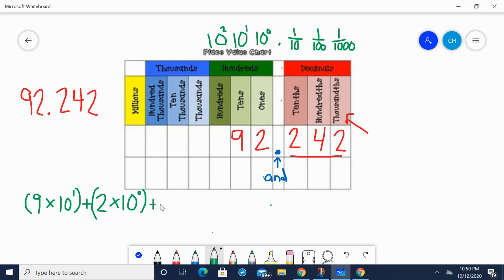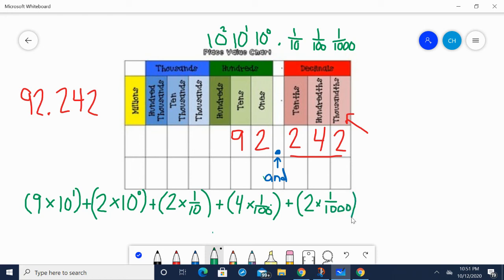And we're going to add. Now, this is where the change happens. We're going into our decimal. So now we need to think about multiplying times those fractions. I have a 2 times, the 2 is in the tenths place, so 1/10. Plus, parentheses, 4. The 4 is in the hundredths place, so I'm going to multiply that times 1/100. Last place, plus 2 times, the 2 is in the thousandths place, so 1/1,000.